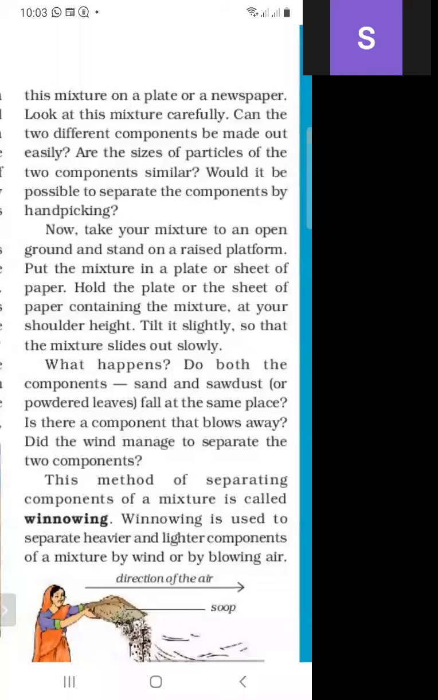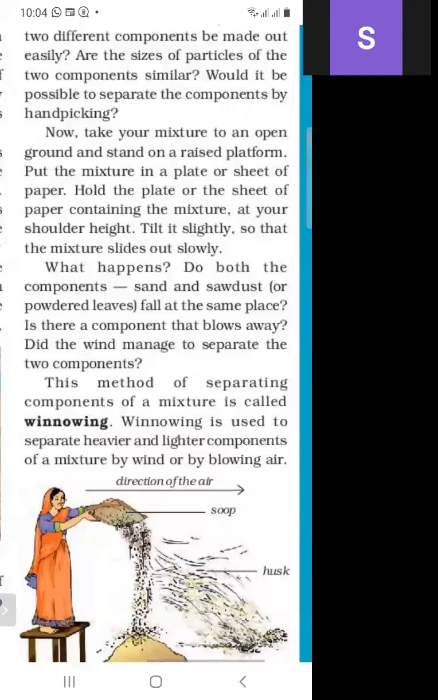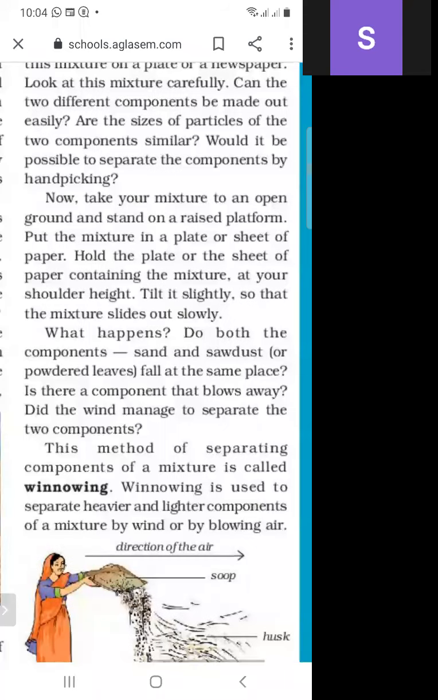The method of separating components of a mixture is called winnowing, and it is used to separate heavier and lighter components of a mixture with the help of wind or with the help of blowing air.